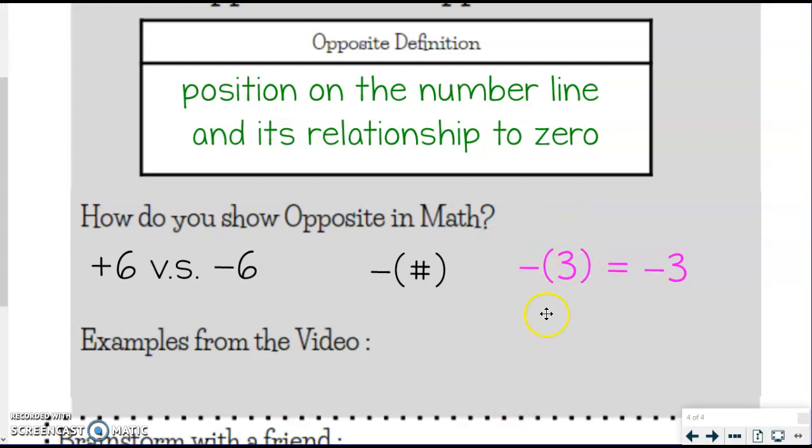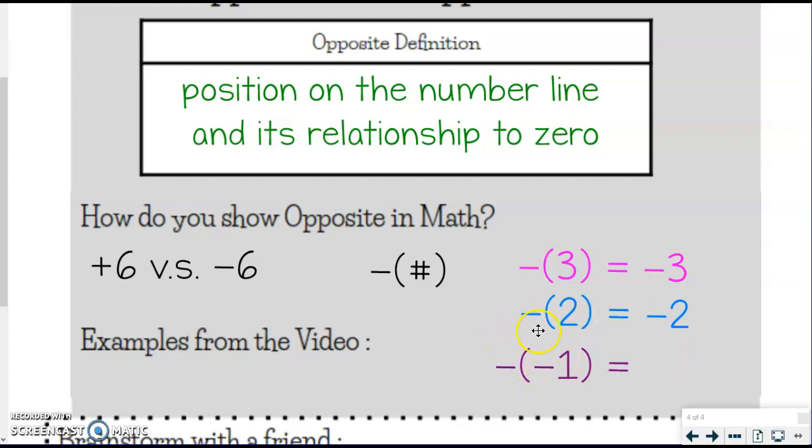Let's look at another example. What if I said, what's the opposite of 2? Now the symbol, again, we're looking at as the opposite of whatever number we're talking about in parentheses. So the opposite of 2, of course, is -2. Okay, let's look at one more example. This time I'm asking for the opposite of -1.